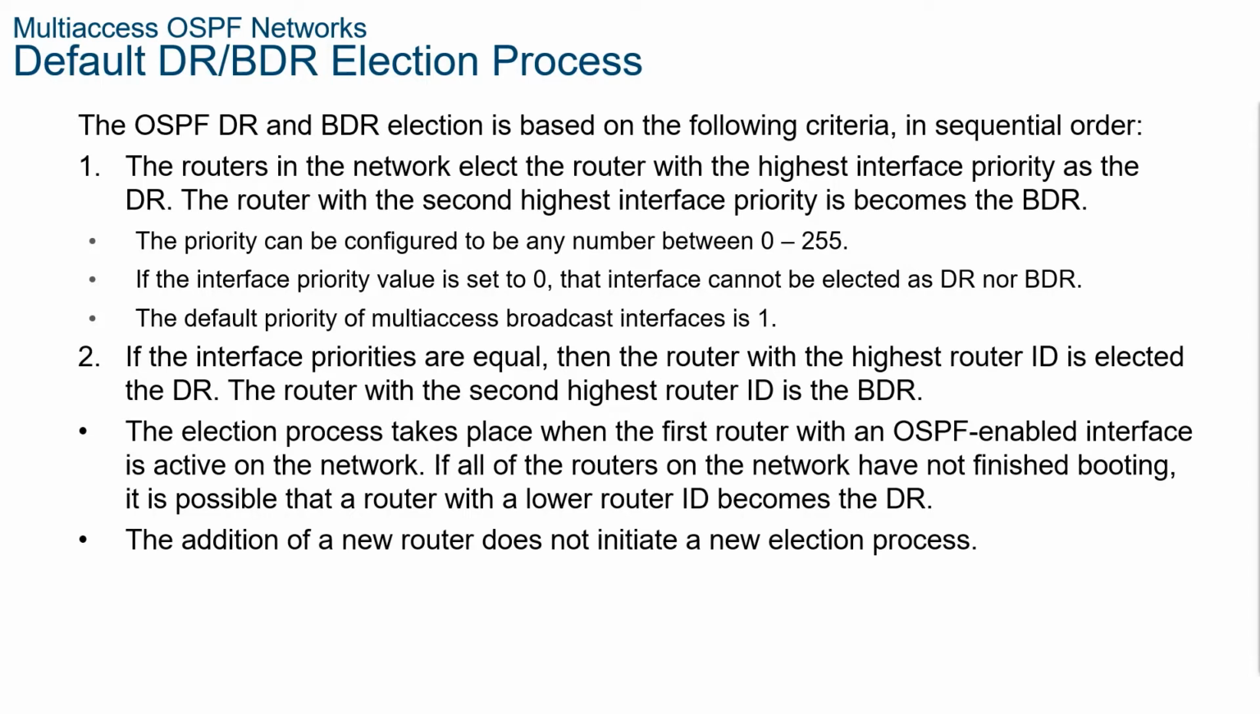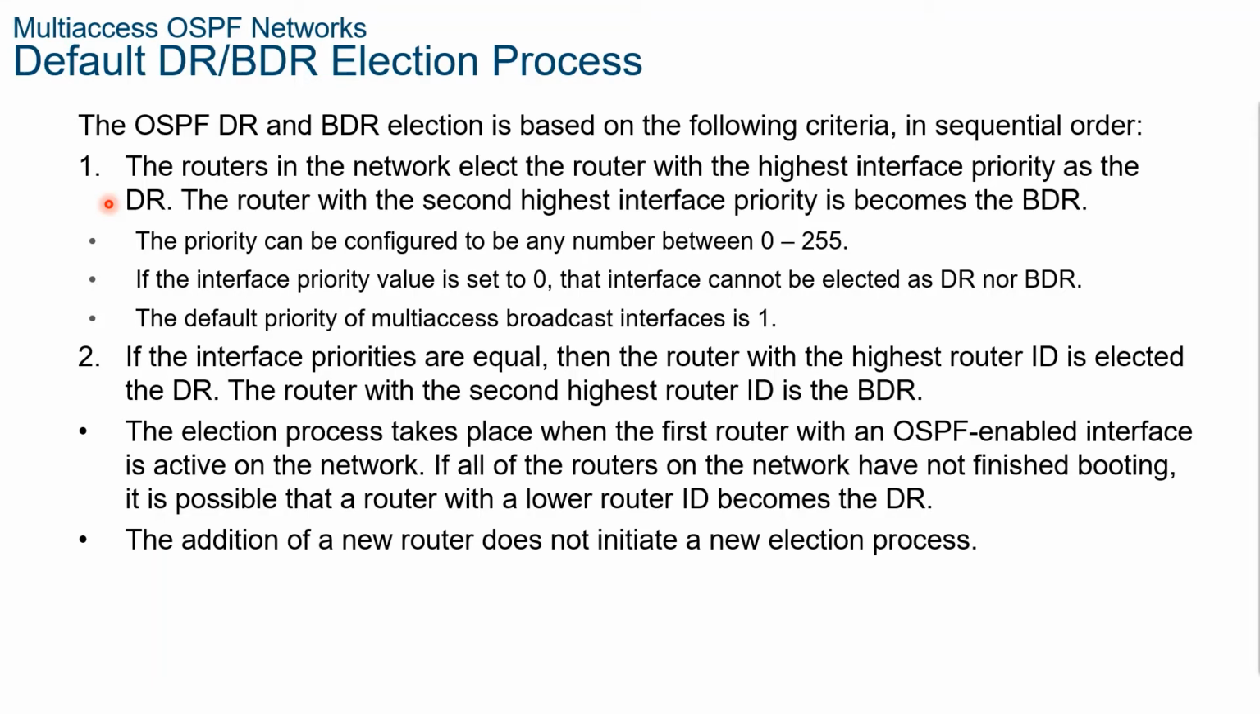Okay, so let's talk about the DR-BDR election process. So how do the DR and BDR get elected? The OSPFv2 DR and BDR election decision is based on the following criteria in sequential order. First, the routers in the network elect the router with the highest interface priority as the DR. The router with the second highest interface priority is elected as a BDR.